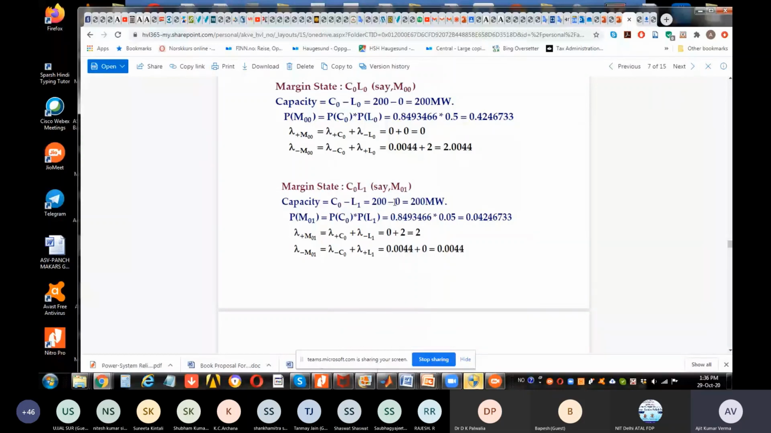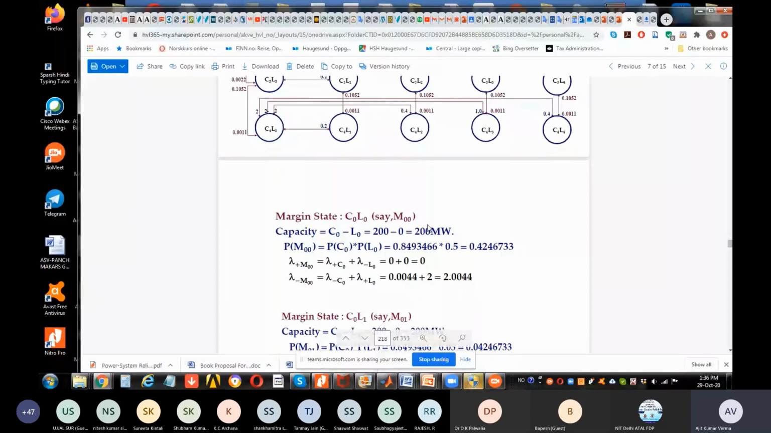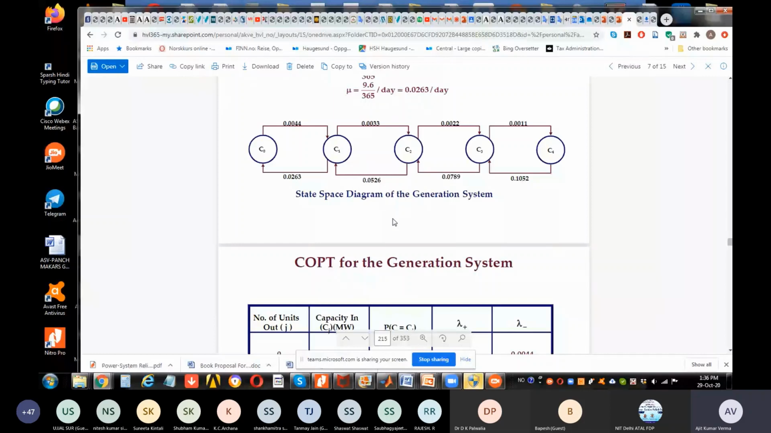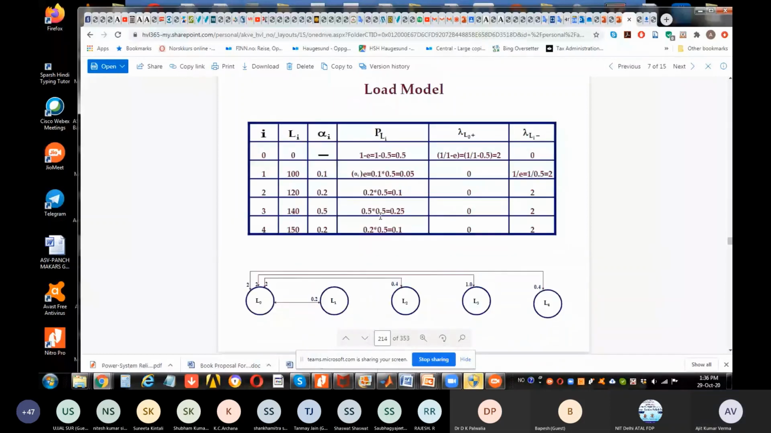Now the notation of this margin state is capacity is 0, load is 1. So L1. So the margin state notation is M01, 0 and 1. So what about the probability of capacity C0 and probability of L1? C0 probability here also we have used, if you see that same everywhere, and then probability of L1. Probability of L1, that's 0.5.